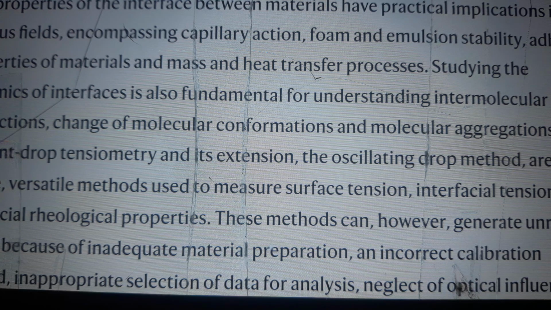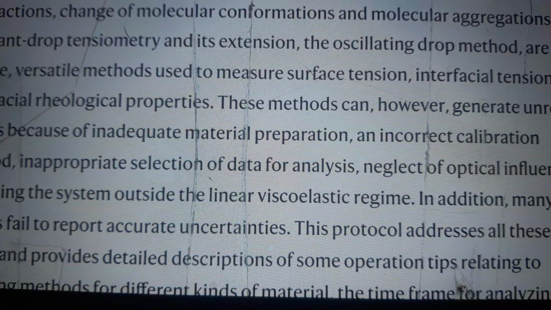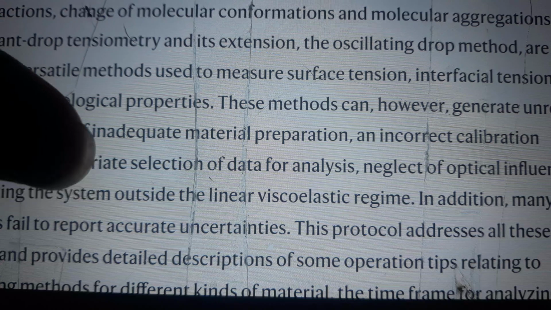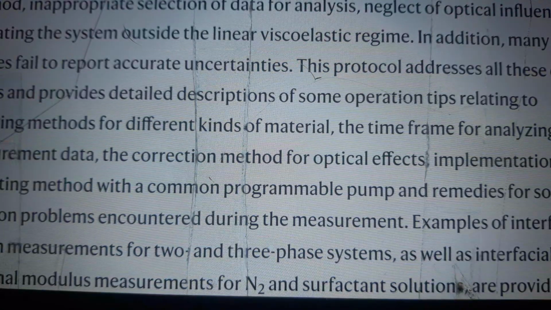and molecular aggregations. Pendant drop tensiometry and its extension, the oscillating drop method, are simple, versatile methods used to measure surface tension, interfacial tension, and interfacial rheological properties. These methods can, however, generate unreliable results because of inadequate material preparation, an incorrect calibration method, inappropriate selection of data for analysis, neglect of optical influences, or operating the system outside the linear viscoelastic regime. In addition, many studies fail to report accurate uncertainties.